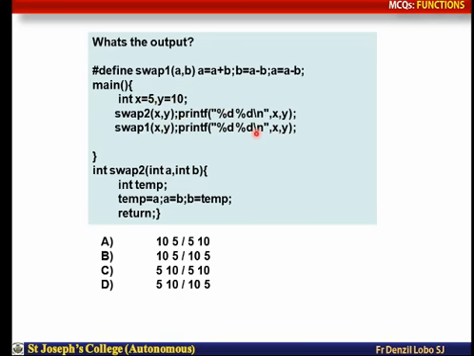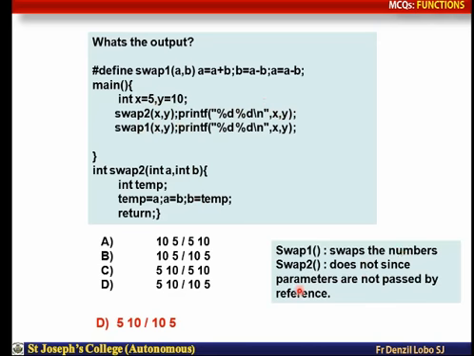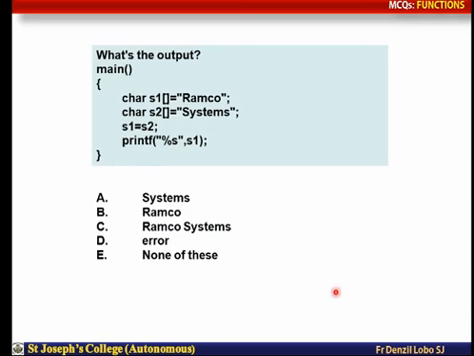Now we modify this. Suppose we call swap2 first. As you see, swap2 first is going to print 5 and 10 because it's not going to swap numbers. And in the second call, you are passing 5 and 10, it is going to swap numbers. Therefore, it is going to be 10 and 5. Therefore, the answer is going to be 5, 10 and 10, 5. So as you see, the first swaps numbers, the second does not swap numbers, because parameters are not passed by reference.